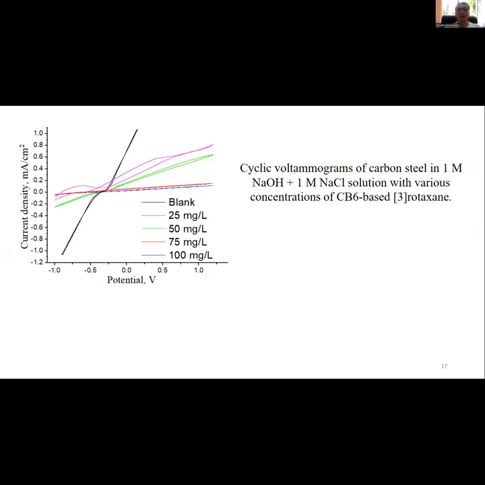The next one is cyclic voltammogram. These voltammograms can identify oxidation and reduction processes on the metal surface.